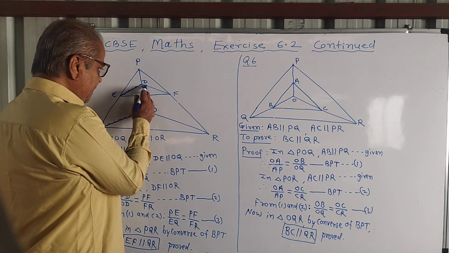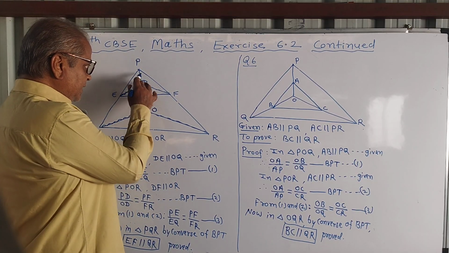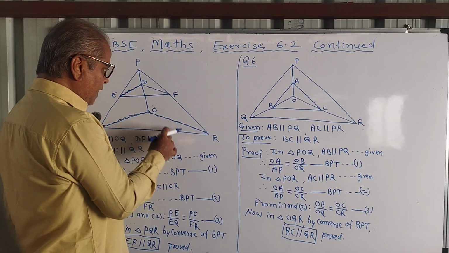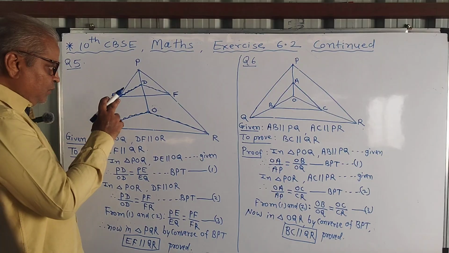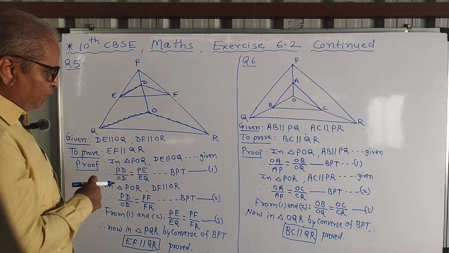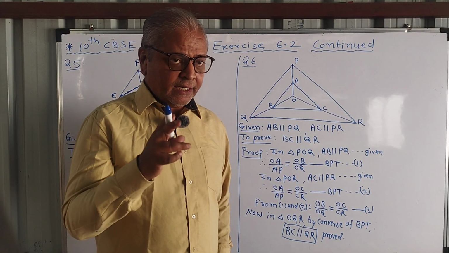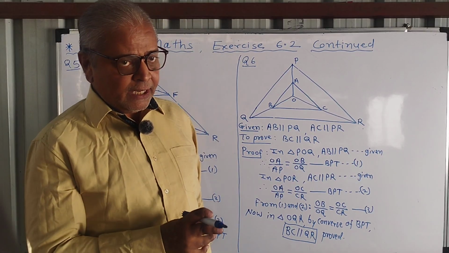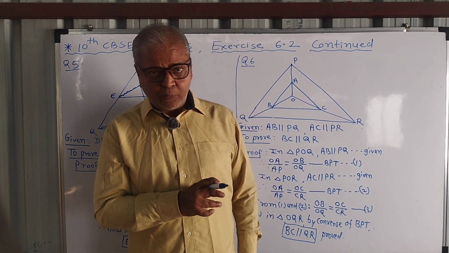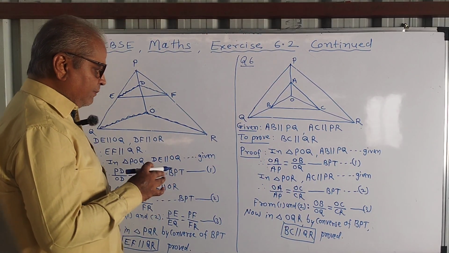Second step, this DF is parallel to OR. It is again given. So we need to consider triangle POR because DF is parallel to OR. Then use BPT, you will get the second statement, and from 1 and 2 you will get LHS equal, then RHS is equal. Make that statement number 3, and by using statement number 3 and the converse of the basic proportionality theorem you can prove it. So let us start step by step.